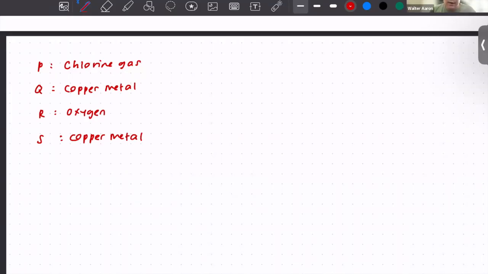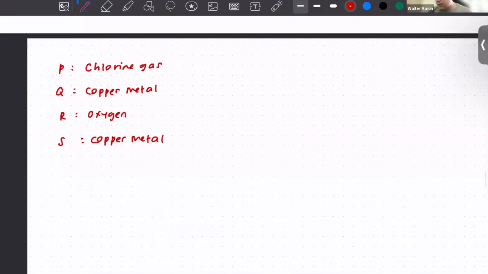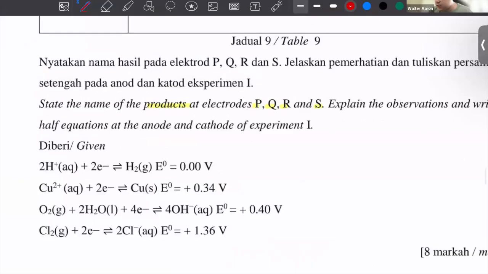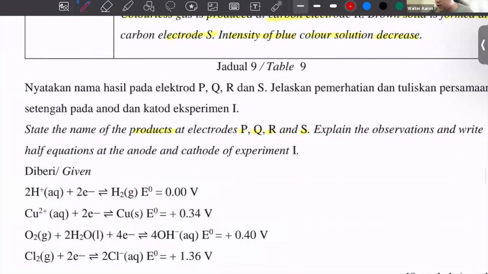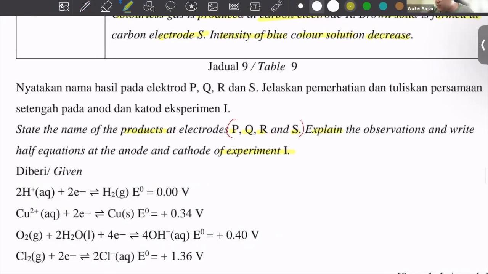All right, and then they will probably ask you what's going on at P, because they are referring to extra questions here. As you can see, they're actually asking you to state the name of the products already, and you should get 4 marks over here. But they say explain the observations that are occurring in experiment 1. Explain the observations happening at the anode and cathode of only experiment 1. So not comparing 1 and 2, we're just technically looking at experiment 1. Okay, so keep that in mind.